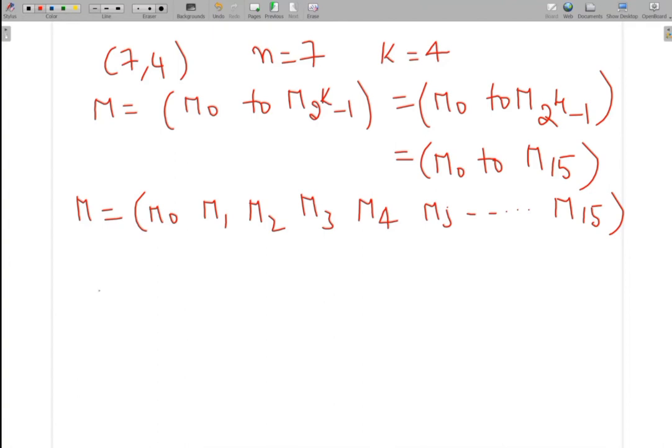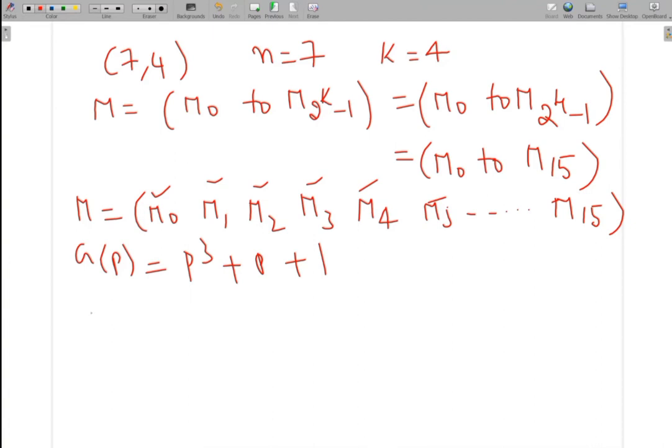In systematic form, G of P is given. G of P is equal to, given in the problem, P cube plus P plus 1. Consider out of these 15 message vectors for time consumption process. The procedure is same for all these message vectors from M0 to M15.